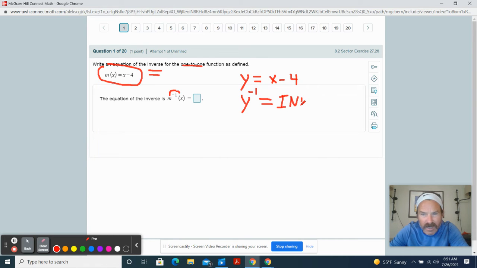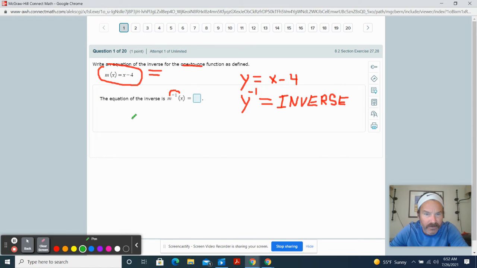So let's talk about what inverse is. Inverse means the opposite of the function. When you think of the word inverse, you might think of the word invert. If you inverted something, you would switch them around. So when you have to find the inverse, we go through it.